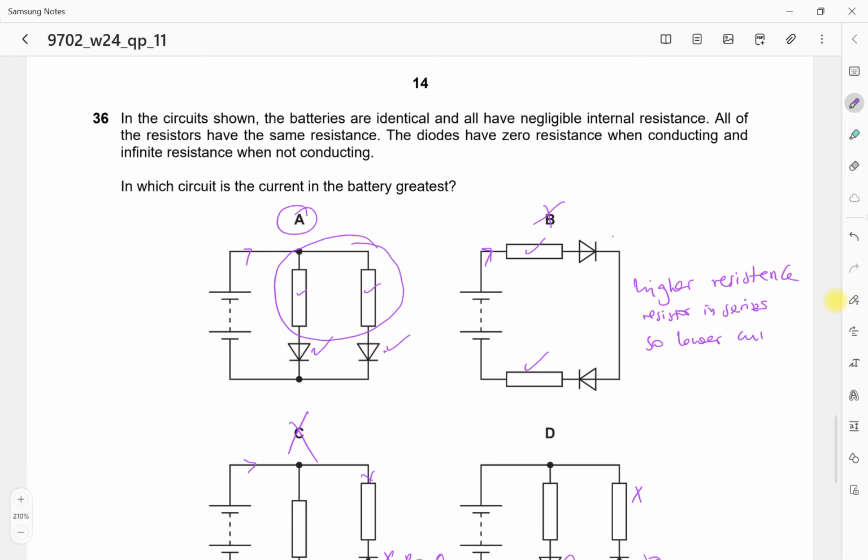So lower current. But these ones are in parallel. Because these ones are in parallel, then the resistance is low. So low resistance and higher current.